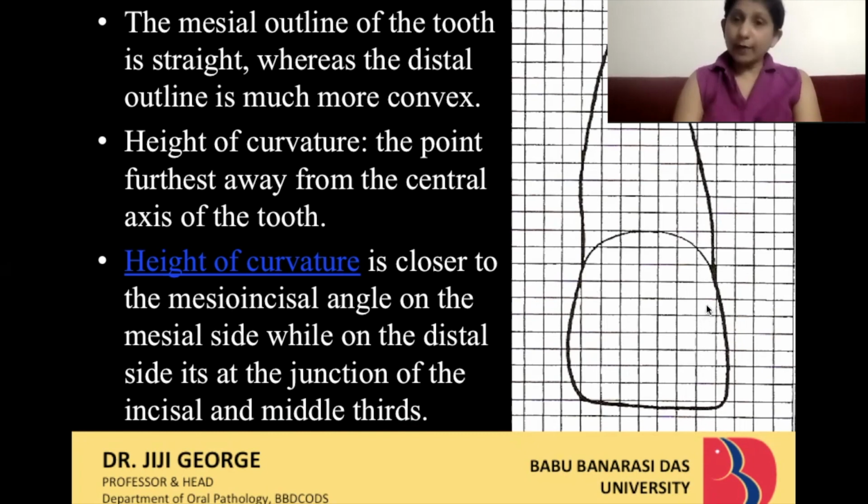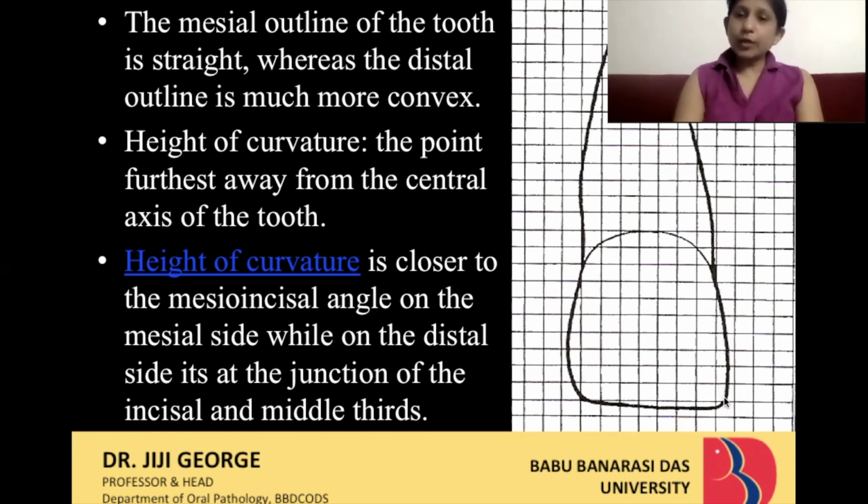Now I will go on to explain the mesial outline. When you explain the mesial outline, I would say that it starts from the cemento-enamel junction or the cervical line, and it starts as a straight line, and it has a sharp mesio-incisal angle. Now this angle is the mesio-incisal angle. An angle is always formed by the merging of the mesial outline and the incisal outline.